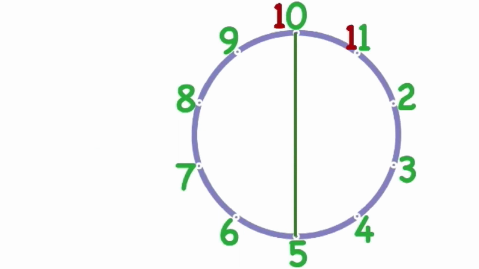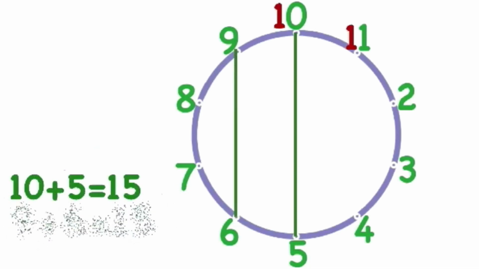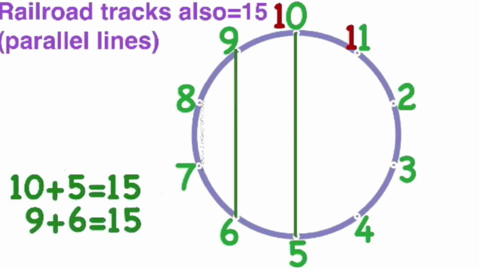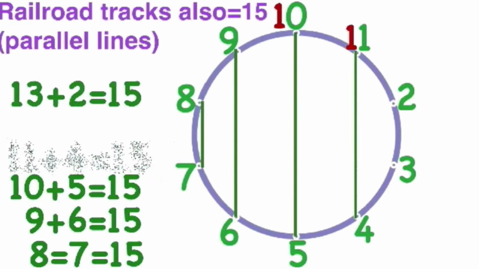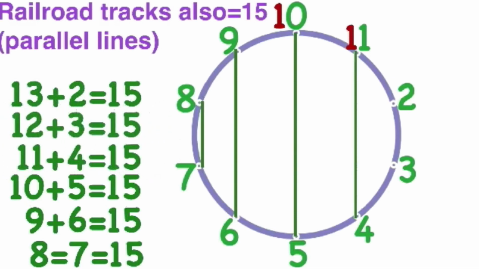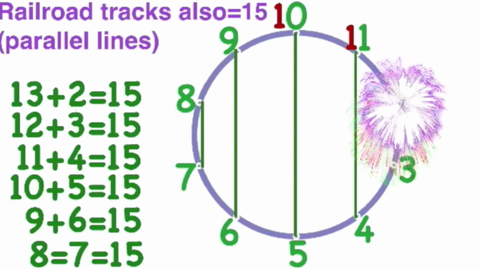And 10 and 5, well, 10 and 5 we also call 15. And other numbers that add up to 15, we go to the left. 9 and 6 are 15, and also 8 and 7 are 15. And we can go to the right, and there is 11 and 4 are 15, 12 and 3 are 15, and 13 and 2 are 15. So just lots of ways.